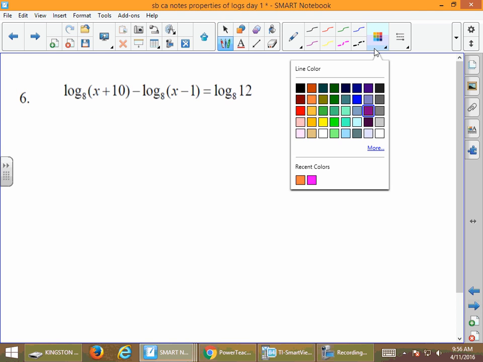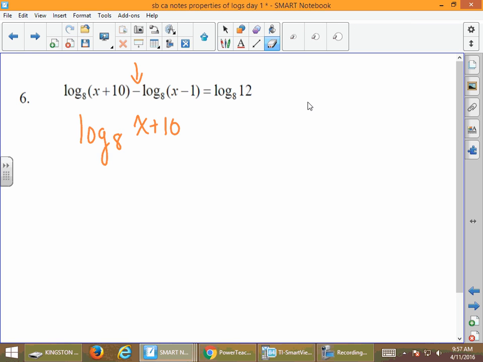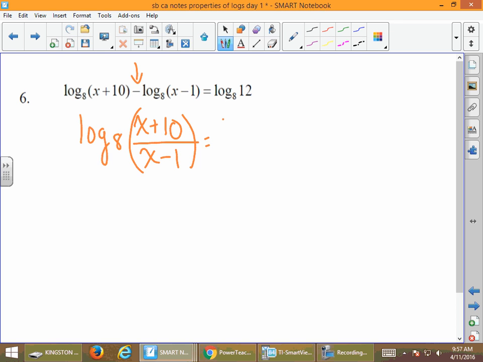Following the same pattern here, and that is, can we condense it down so that we have one logarithm on the left and one logarithm on the right? When we look at that, we see minus, and what does minus tell us to do? Tells us to divide. Log base 8 of x plus 10 divided by x minus 1 equals log base 8 of 12.